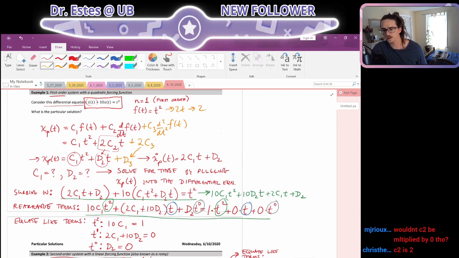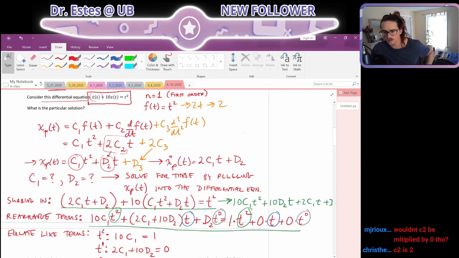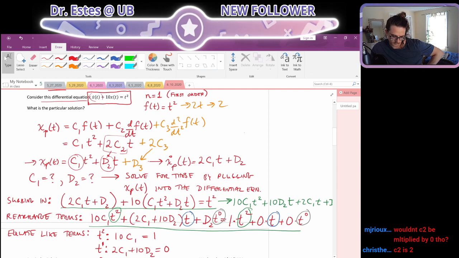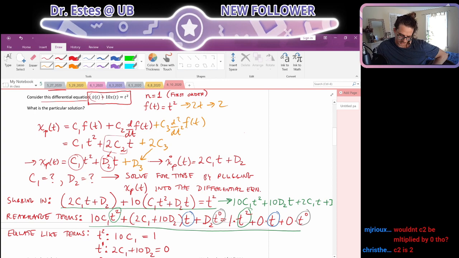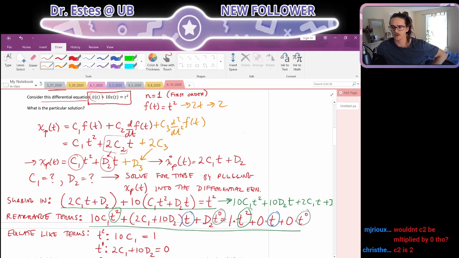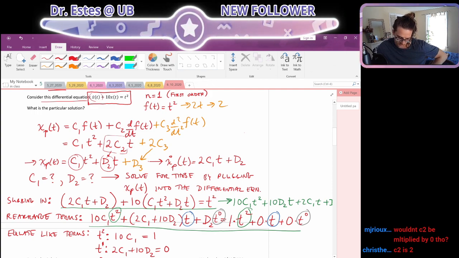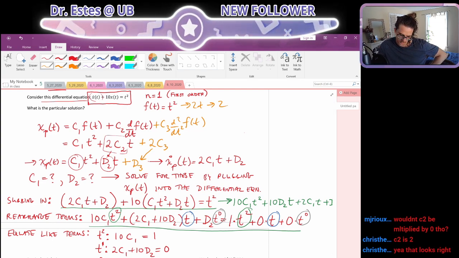Okay, I see what you're saying. Wouldn't C2 be multiplied by 0, though? C3 times 2. Yeah, no, it'll be multiplied by 2. So we'll have 2 times C3, and I'll call that D3. Okay.